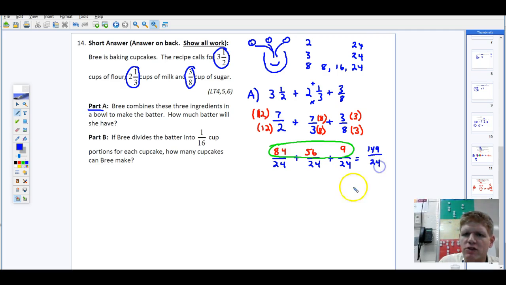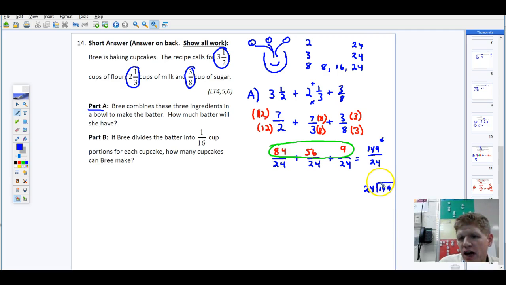Now that's an improper fraction. We've got to simplify it. We'll hold on to this and remember this for later. But for right now, 149 24ths, we need to simplify that. How many times does 24 go into 149? Let's do our division right here. 24 goes into 149 how many times?